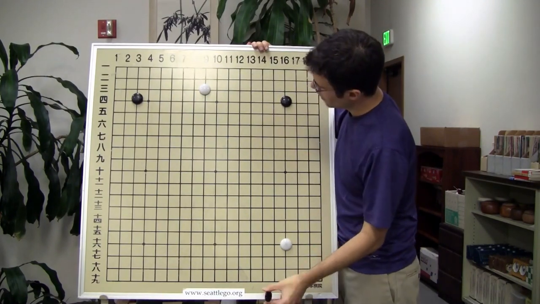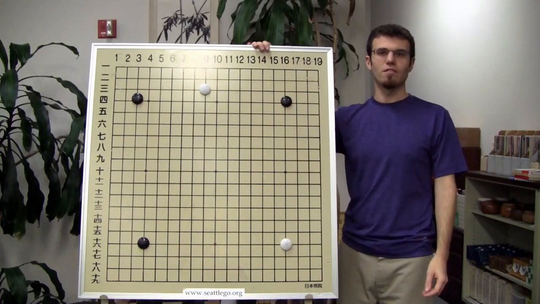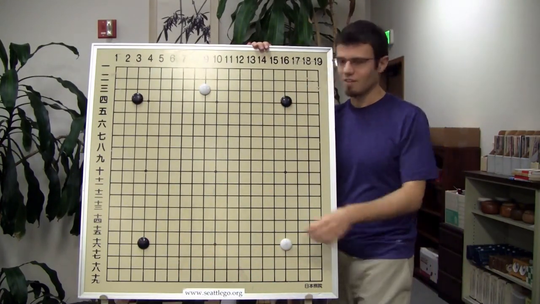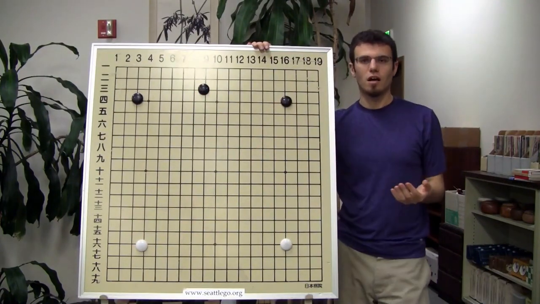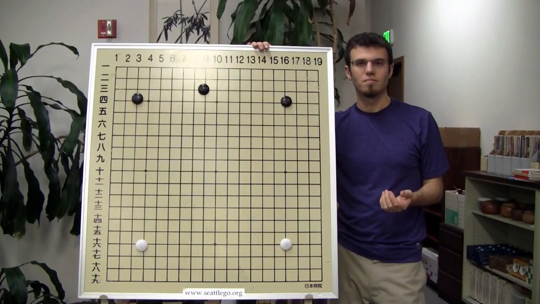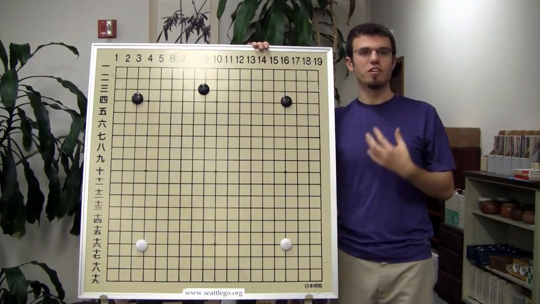And black goes, oh, okay, you're going to play that? Well, that's fine. I got three corners, you got one. I win. If white wants this corner, Chinese, voila. Can't help it. So in the 80s, this became the de facto opening for an entire generation of players.